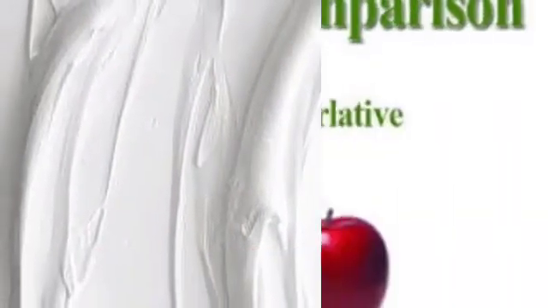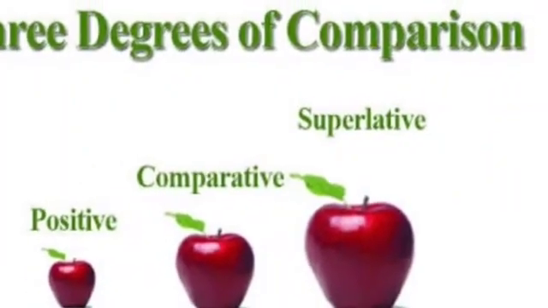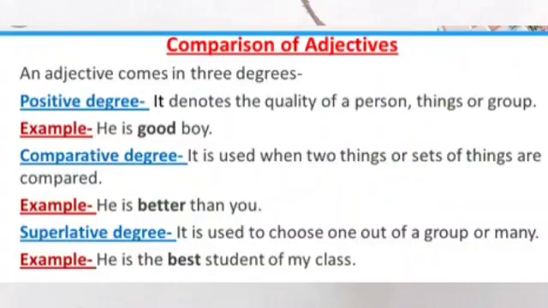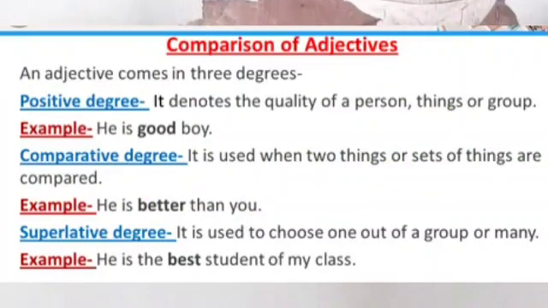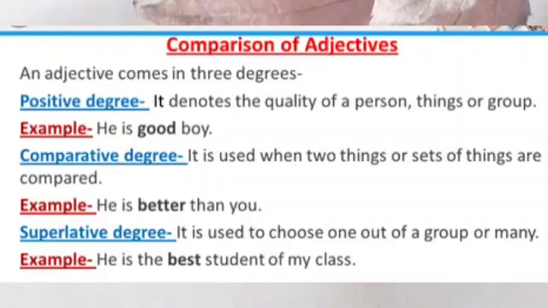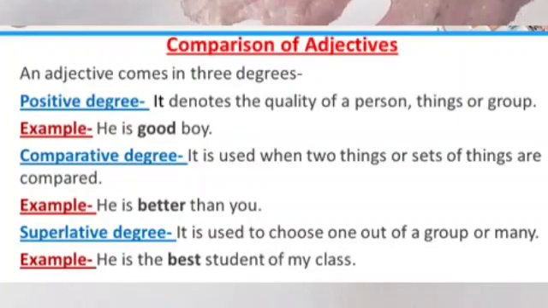An adjective comes in three degrees. For example, in positive degree, it denotes the quality of a person, thing or group. He is a good boy. Comparative degree, it is used when two things or group of things are compared. He is better than you. Superlative degree, it is used to choose one out of a group or many. He is the best student of my class. Let's see one by one in detail.